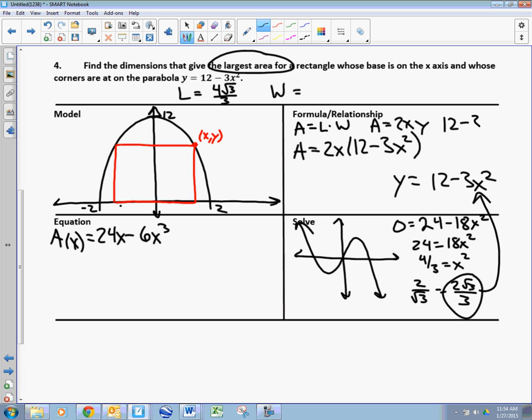So we have 12 minus 3 times... If I square this, do you see how I'll get 4/3? Remember when we took the square root, we got that. So if we square it, we get 4/3. 12 minus 4 is 8.